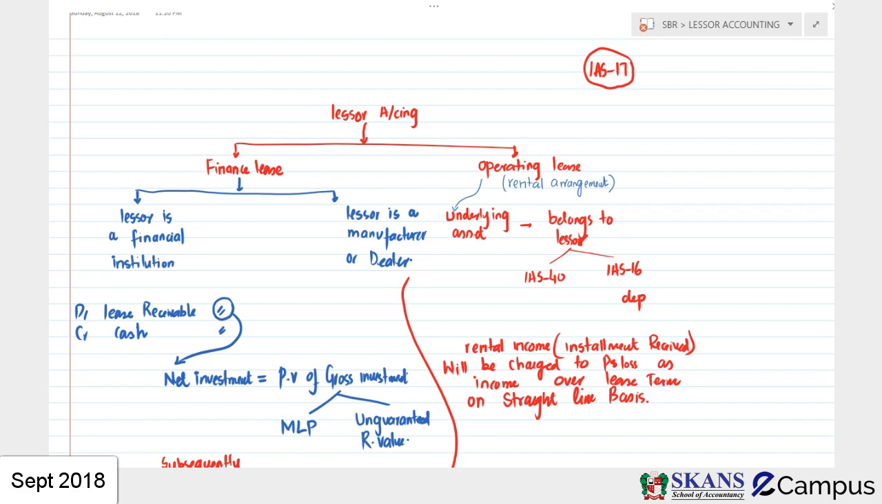If a building is given under an operating lease, then we have to see whether it's a part of IAS 40 or not. If it's a part of IAS 40, then obviously it will be categorized as investment property and we will apply the accounting of IAS 40. So the lessor will continue to recognize its underlying asset. He is not going to de-recognize the asset.